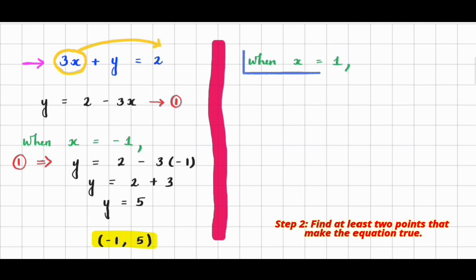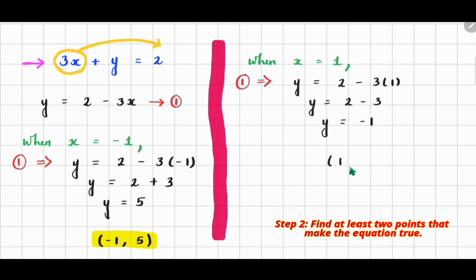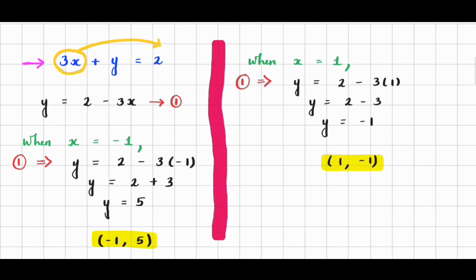Then if we put 1 in place of x in equation 1, it becomes y equals 2 minus 3 times 1. So we have y equals 2 minus 3 times 1 is 3. We get y equals 2 minus 3, which is negative 1. So our second point is 1, negative 1. The points negative 1, 5 and 1, negative 1 make equation 1 true. We found the 2 points, so let's move on to step 3. Graph the 2 points.